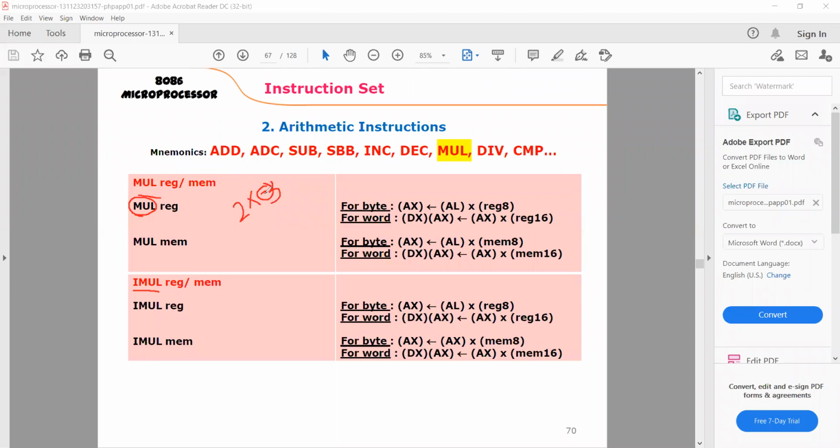How do we include this sign factor? By including one extra bit here. We have a sign flag now. By using that one extra bit, we get the sign indication. The same operations will take place, but the only difference is that here we are considering the sign also. That is about the multiplication instruction.